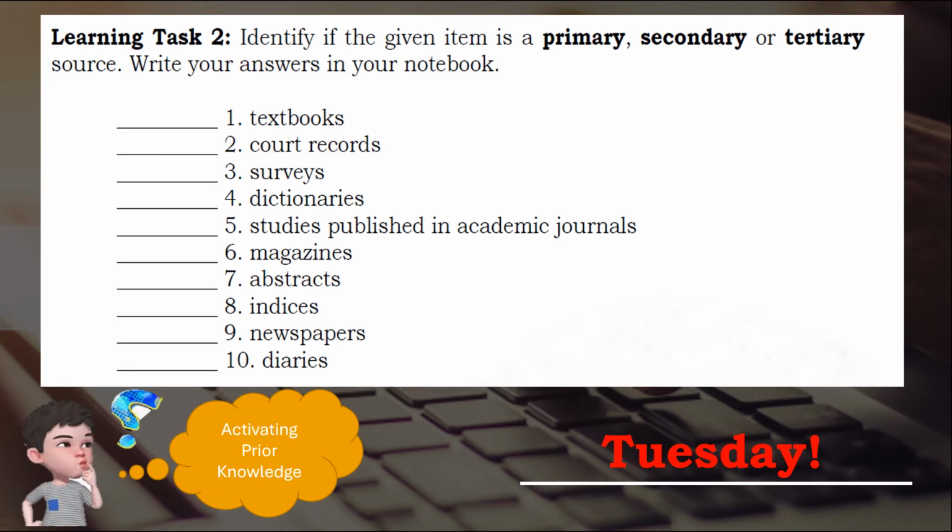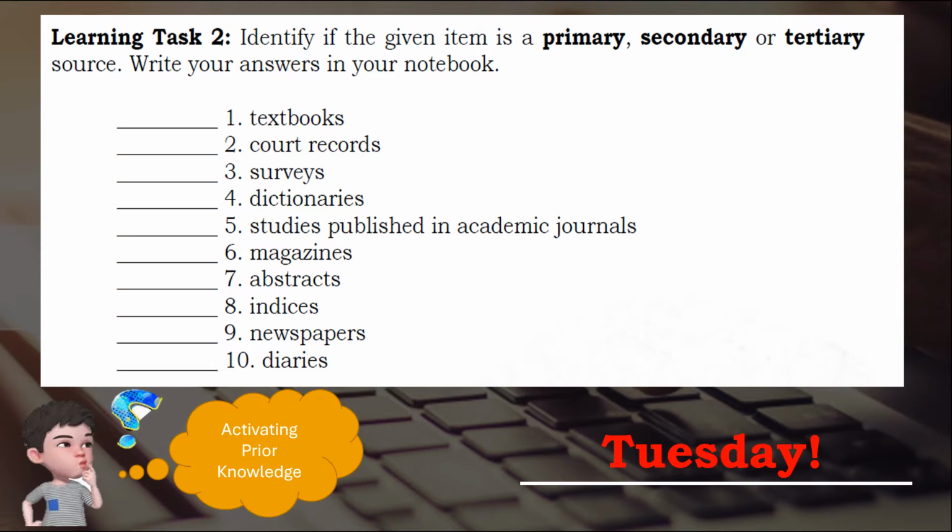So, after that, okay, Tuesday na tayo, you are expected to answer Learning Task 2. Identify if the given item is primary, secondary, or tertiary source. Write your answers in your notebook. Sabihin mo naman, Ma'am, hindi ko pa nga alam ito. So, expected yan. Kaya ang tawag dito, activating prior knowledge. Tinitest lang, may alam ka ba dito sa 1 to 10 na nakalagay dito sa ating activity?